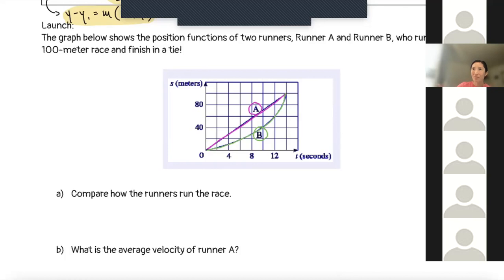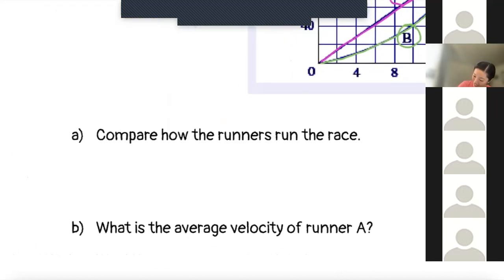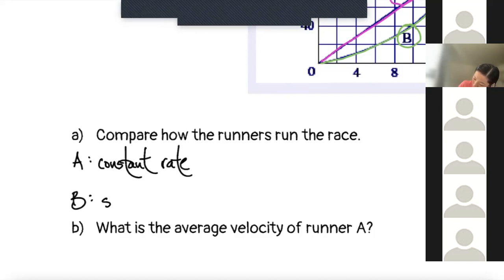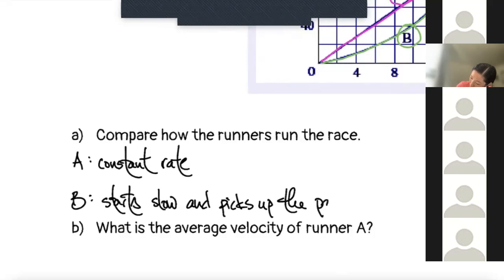Runner A had a constant rate throughout his race, and then runner B started off slow and picked up the pace halfway through. Excellent. All right, runner A is constant rate, runner B starts slow and picks up the pace. Thank you, Diego.